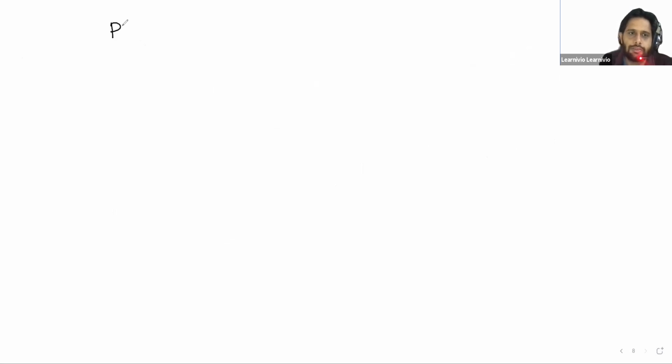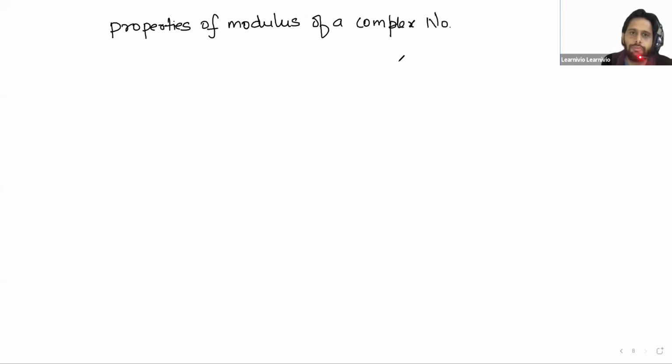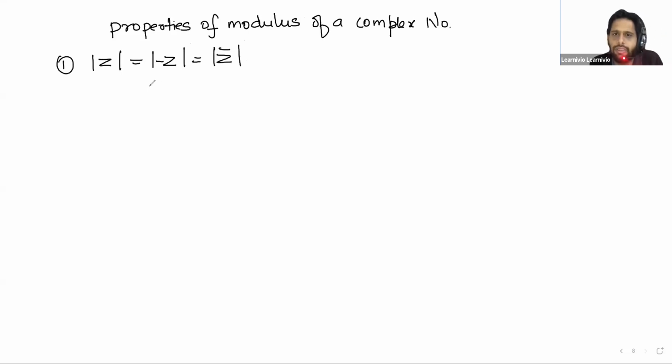Next is properties of modulus of a complex number. So what are the properties? The first property is if we are finding the modulus of Z, or the negative of Z, or the conjugate of Z, then the answer will be the same. We have already checked this, that we just need the value of A and B irrespective of the sign. Okay, Safan and Yusra, is this clear?